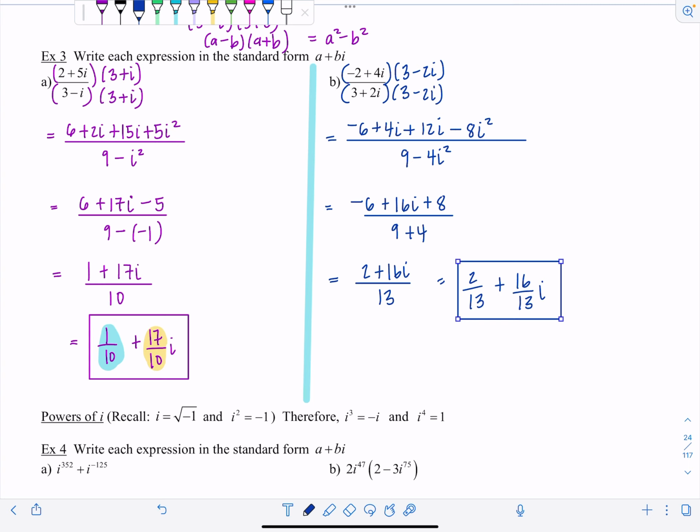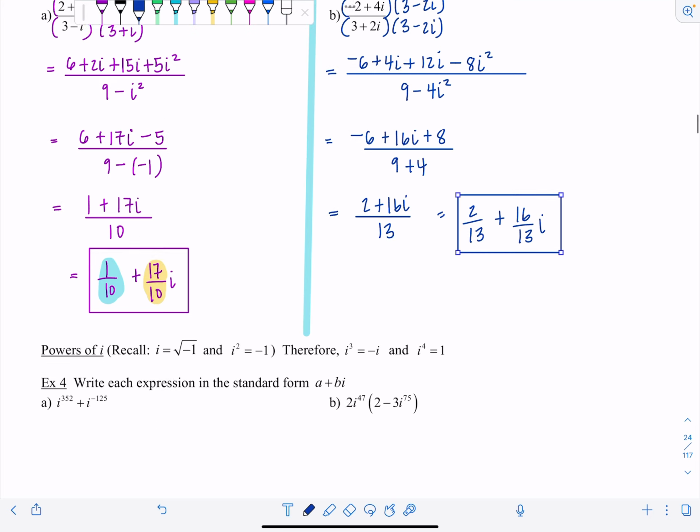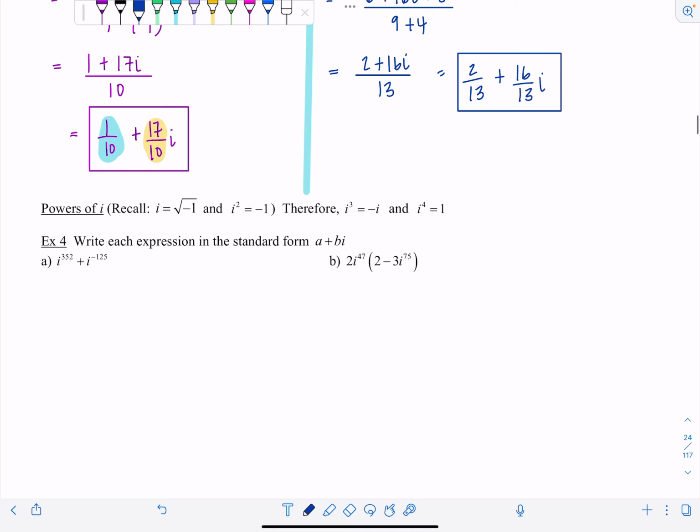Okay, very nice. Now, we're going to look at simplifying powers of i. I actually have a whole separate video on this, but I'll just do a little recap so you don't have to keep hopping around. By definition, we said that the imaginary unit i is equal to the square root of negative 1. i squared is equal to negative 1. And then here in your notes, it says, therefore, i cubed equals negative i and i to the fourth equals 1. That may not be obvious to you, so I want to break it down.